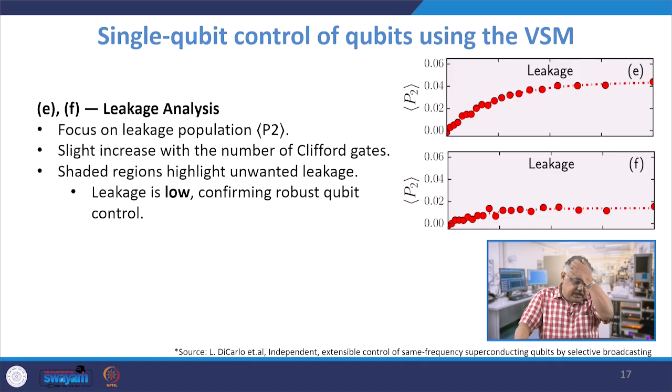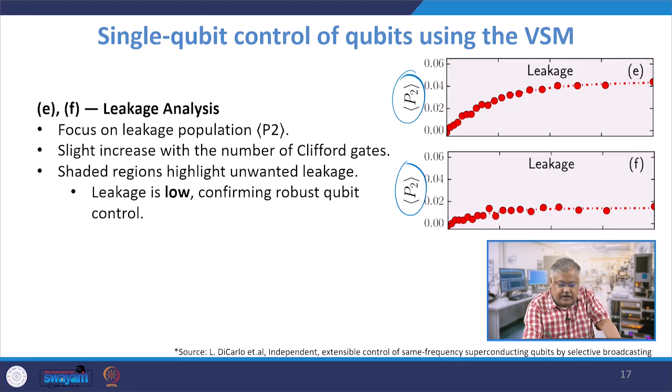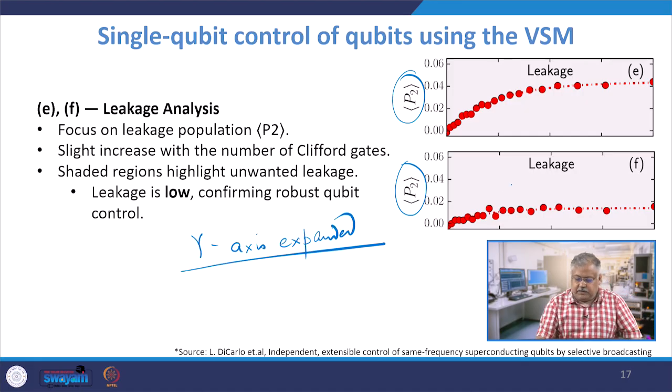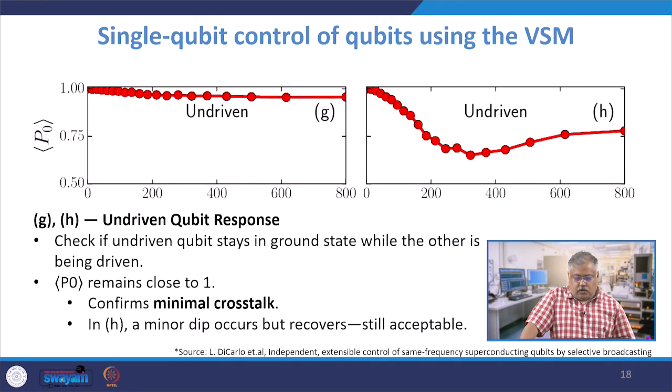If you look at just the leakage analysis, we have expanded the y-axis here for P2, right, and therefore you see this whole thing expanded from 0 to 0.06. There is a slight increase of these leakages with the number of Clifford gates. If the number of gates increases, there is a small increase happening here. Leakage is low, and its probability is so small that I have much more robust qubit control for P1 and P2. That is the advantage of single qubit control with VSM.